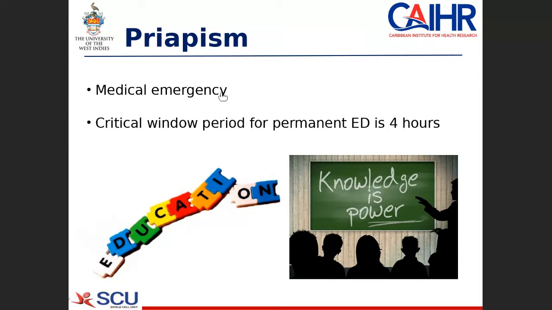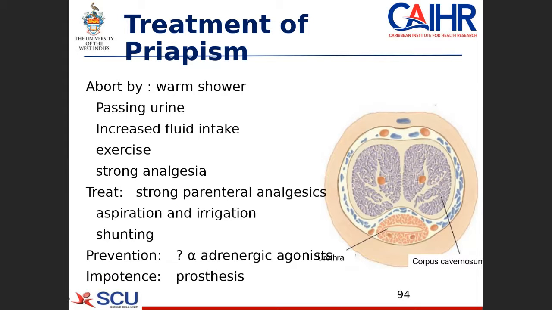The key thing, however, is that priapism is a medical emergency. There's a critical window for permanent erectile dysfunction, which is 4 hours. So persons need to be educated that they need to get to hospital at 4 hours. They can try at-home measures, which include a warm shower, passing their urine to empty the bladder, drinking fluids, doing some light activity, and taking painkillers. However, if this is not helping, then they need to ensure that they get to hospital at 4 hours. When they do present to hospital, it is an emergency and they need to be managed as such.